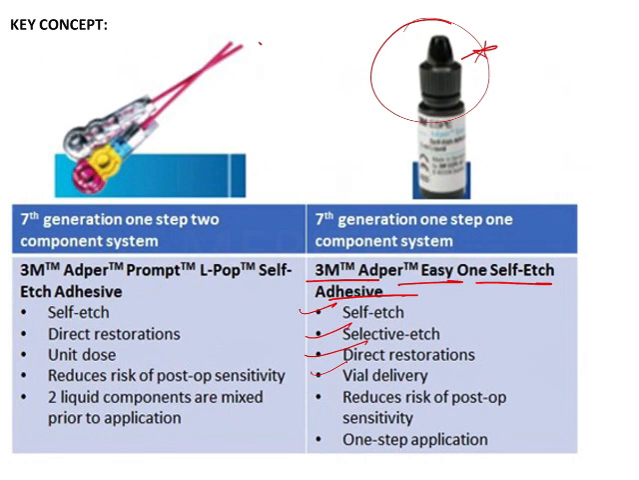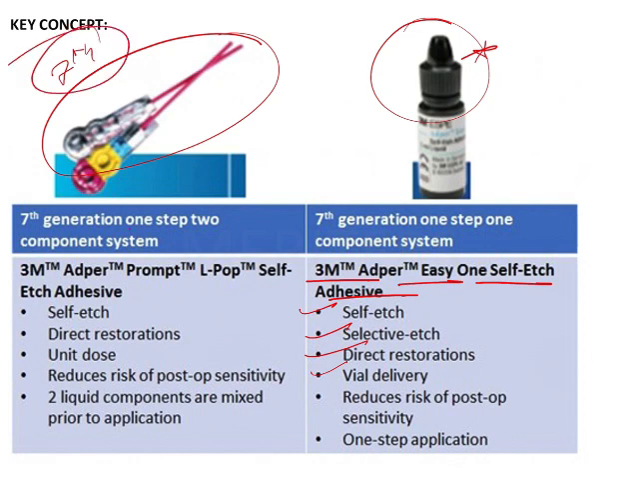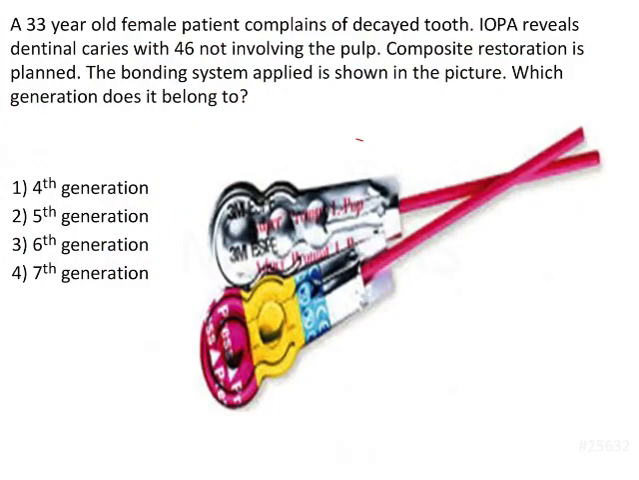But in the other way, there is a one step two component system. In that, there are two blisters and we have to burst one blister to mix the two components together, and then this will work as the single system. So that is something we have to remember, and this is the variation of the seventh generation in which a one step two component system is there. So if we go back to the question here, we understand that this is a two component but single step system, where the seventh generation is in the picture, right?